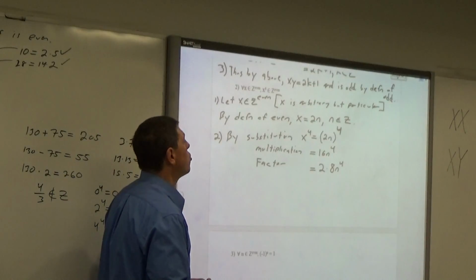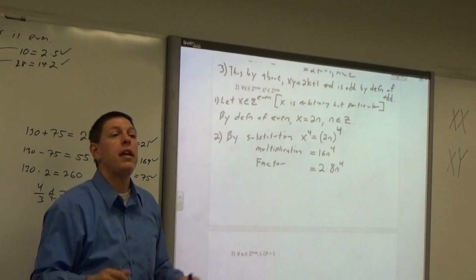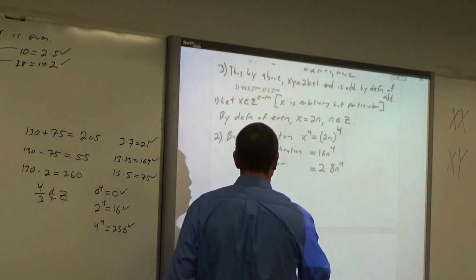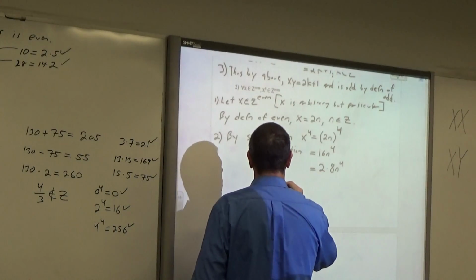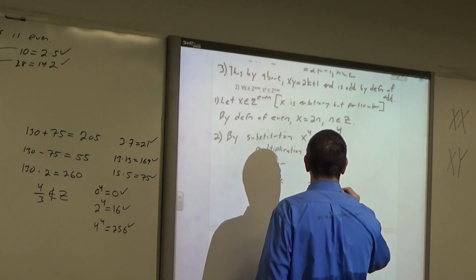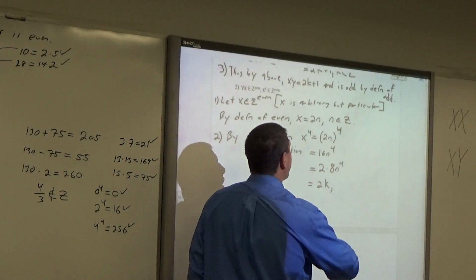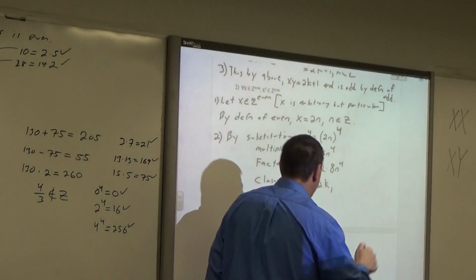Guys, what do we know about 8n to the 4th? That is equal to k, something integer, right? K. Okay, so by closure, this is going to be equal to 2k, and k is not just an even, but any integer, right?